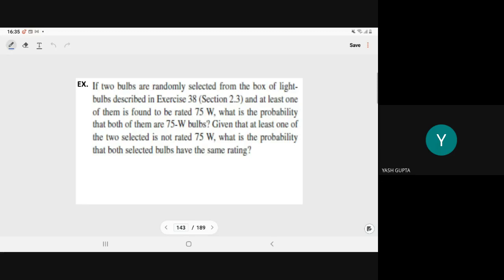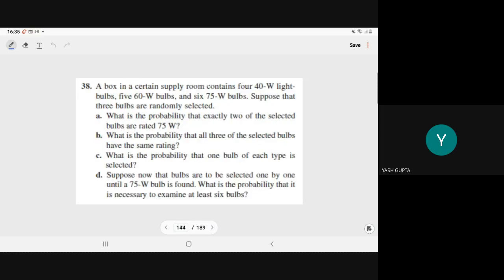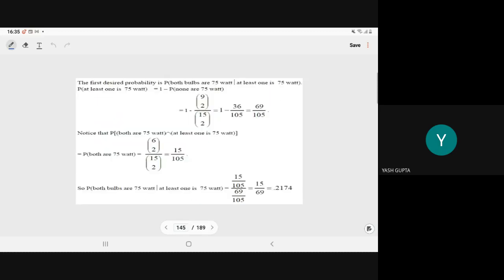And if the two bulbs are randomly selected and at least one of them is found to be rated 75 watt, what is the probability that both of them are 75 watt bulbs? Given that at least, in the first part, first let us see the first part. So the first desired probability is the probability that both bulbs are 75 watt, given at least one is of 75 watt.